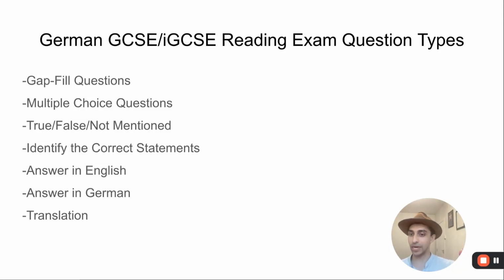And if translation is part of your reading paper, which is the case for German GCSE students, so anyone doing a GCSE exam board rather than iGCSE, then the translation that comes up in the reading paper will be translation from German to English rather than the other way around, German to English, which does tend to be somewhat easier for students, for sure.